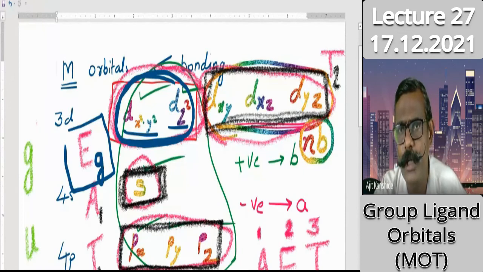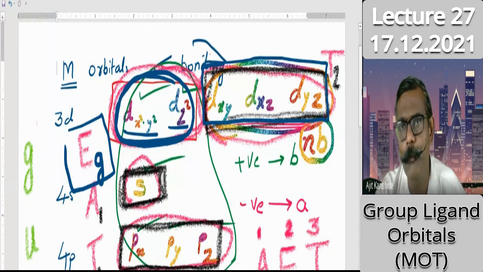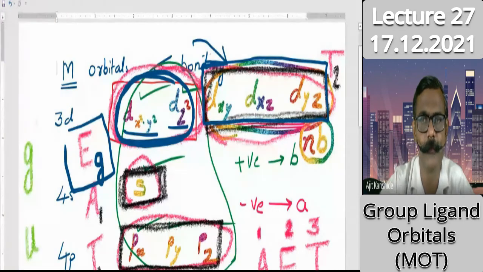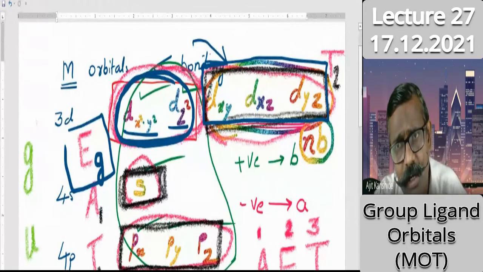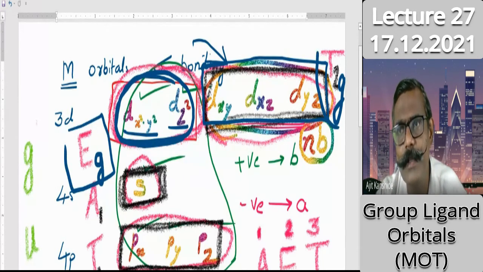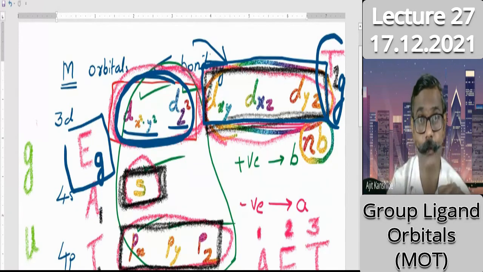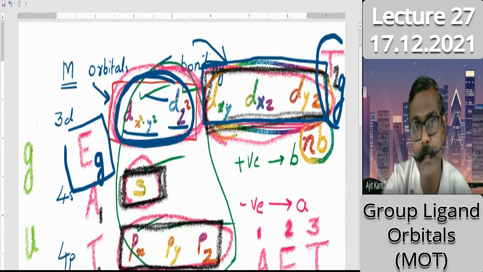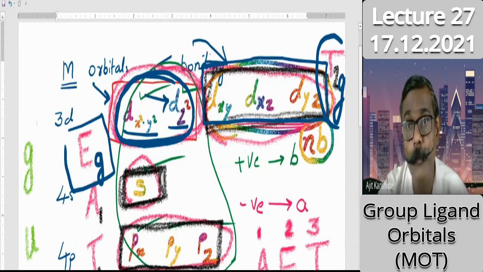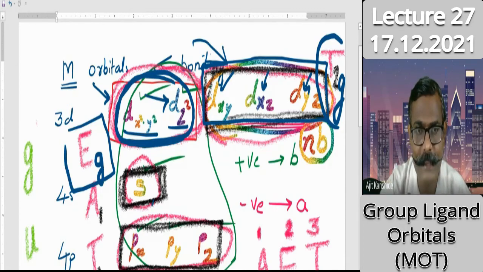Now answer this question. dxy, dxz, dyz, these three orbitals: gerade or ungerade? Gerade, yes, it is also gerade. All d orbitals are gerade. T2g is a representation. Is it clear? So Eg is one set, which has two orbitals: dx square minus y square and dz square. T2g has three orbitals: dxy, dxz and dyz.